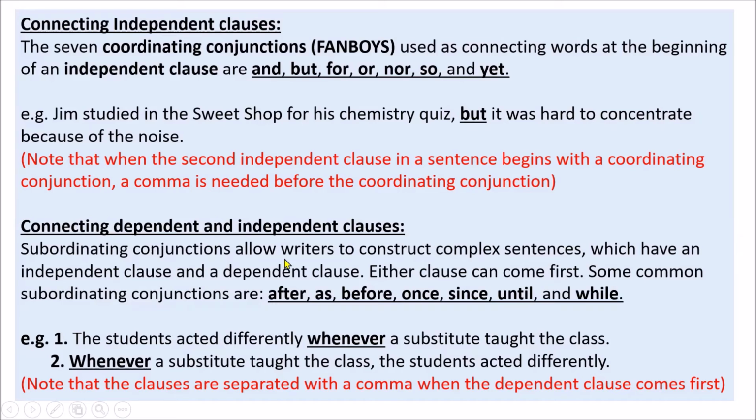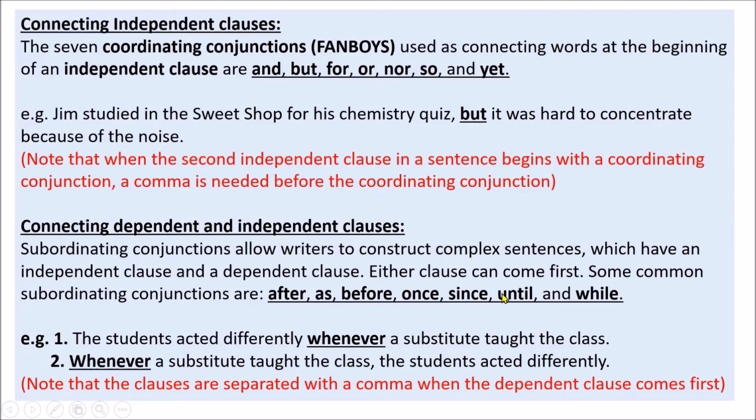Subordinating conjunctions allow writers to construct complex sentences. When we are joining a dependent and an independent clause, subordinating conjunctions are used. For example, you can see here after, as, before, once, since, until, while. All these are subordinating conjunctions, which join an independent clause and a dependent clause. So when we are joining these two, we need to use subordinating conjunctions.